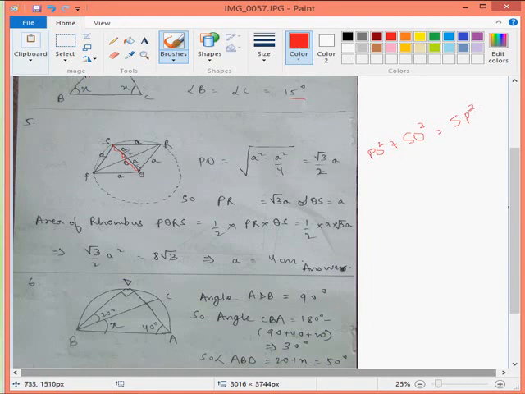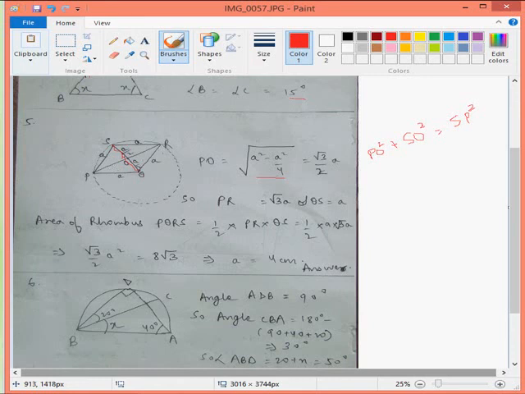Now what is SO? A by 2. What is PS? A. So PS is A and SO is A by 2. So what will be the value of PO? PO will be under root of SP square minus SO square. SP is A and SO is A by 2. So under root of A square minus A square by 4, and the value of PO comes out as root 3 by 2 A.